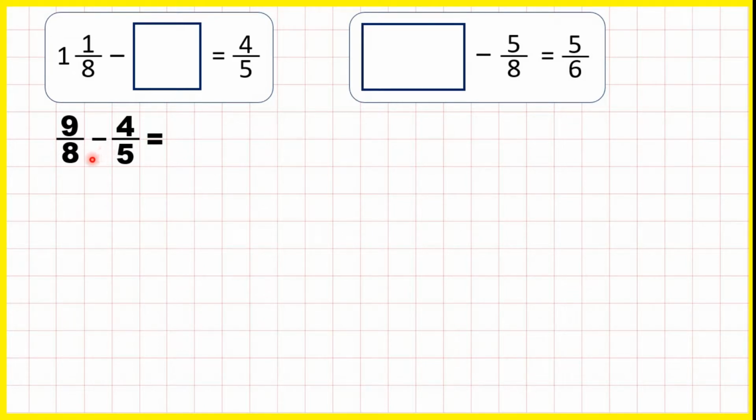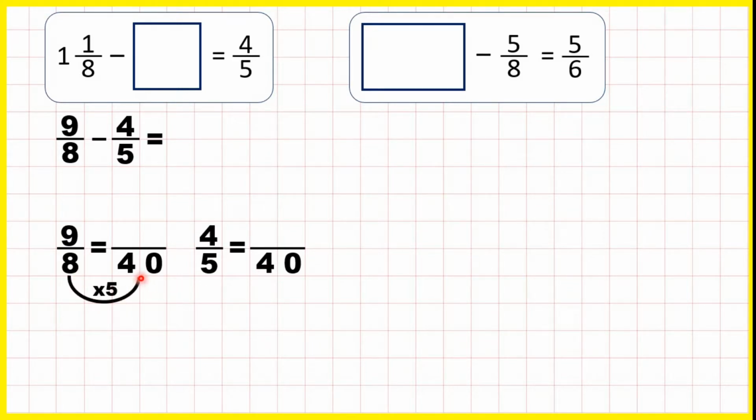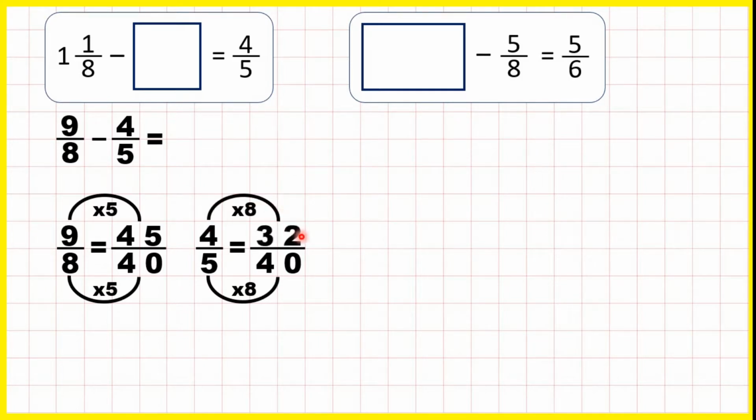But to subtract fractions, we need our denominators to be the same. Now 40 is in both the 8 and the 5 times table, so we can find equivalent fractions to 9/8 and 4/5, which have a denominator of 40. 8 times 5 is 40, 9 times 5 is 45, 5 times 8 is 40, 4 times 8 is 32. So instead of 1 1/8 or 9/8, we can have 45 over 40, and instead of subtracting 4/5, we can subtract 32 over 40.